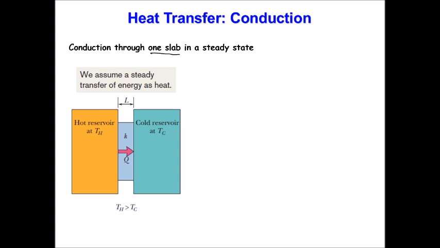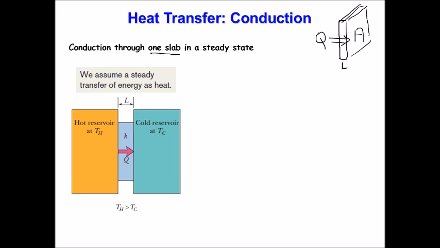Here, one slab. That's a rectangular shape, and we see just the cross section. It's a rectangular shape of thickness L, of cross-sectional area A. If you want to draw it, we might draw it like that. That's our slab. It has a certain thickness L, and it has cross-sectional area A. And we have a heat flow through this slab from the hot reservoir to the cold reservoir. So how is this heat transferred through this slab?